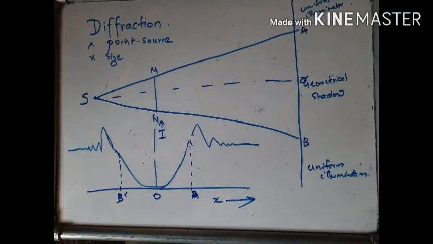Hello students, today we will discuss what is diffraction. Diffraction, we have already seen, is the bending of light around the edges of an obstacle. In other words, we can define it as the encroachment of light within the geometrical shadow region.